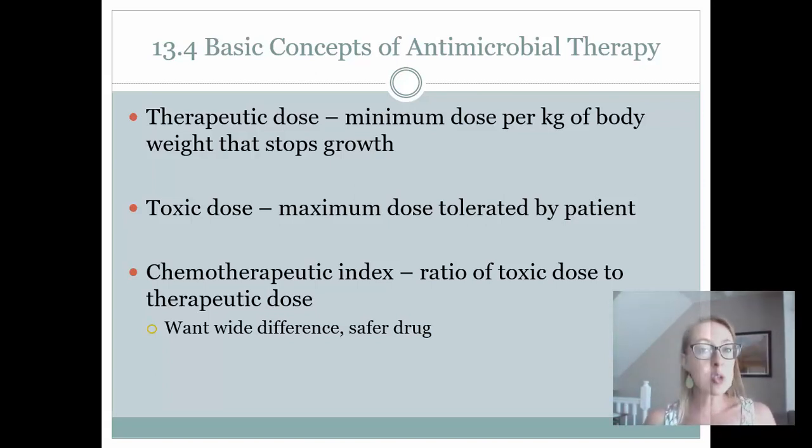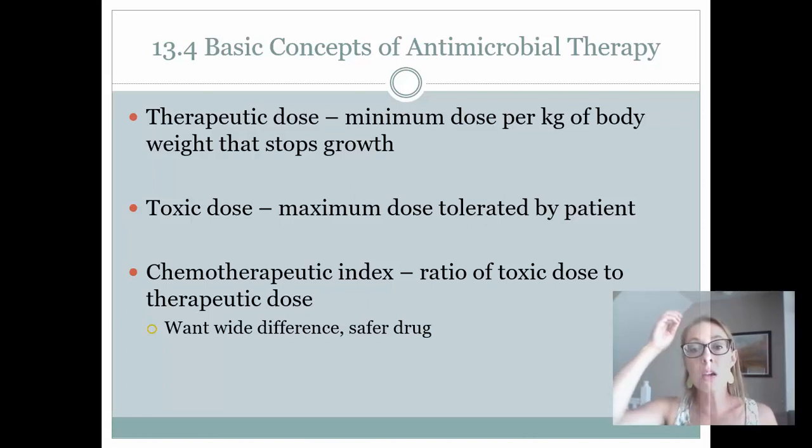But we don't just want to give these high levels of antibiotic because we have to consider the toxic dose of a drug as well. The toxic dose is the maximum dose per kilogram of body weight, again, that can be tolerated by the patient. This may be before we see the likelihood of harmful side effects or increased likelihood of opportunistic infections. Ideally, we will have a big difference between the therapeutic dose and the toxic dose. We want to make sure that we're not ever accidentally coming up close to that toxic dose.